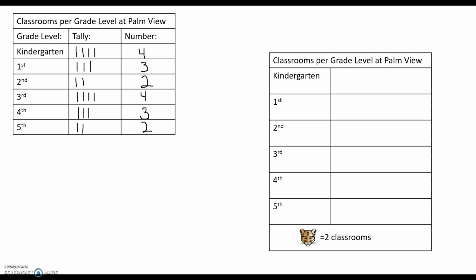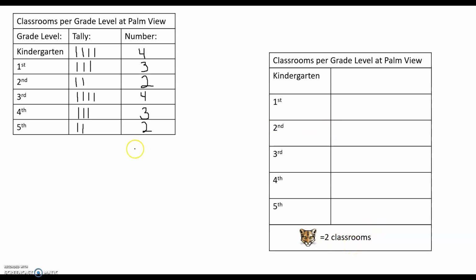So you saw that I made tallies as I was thinking and collecting my data. And then next to my tallies, I totaled them and I wrote the number of how many. Now let's turn it into a picture graph. The first thing I need to do is label my graph, give it a title. So I'm calling it Classrooms per Grade Level at Palmview. Then I need to decide what kind of picture do I want to use. I'm going to use this panther, and I'm going to make each panther equal 2 classrooms.